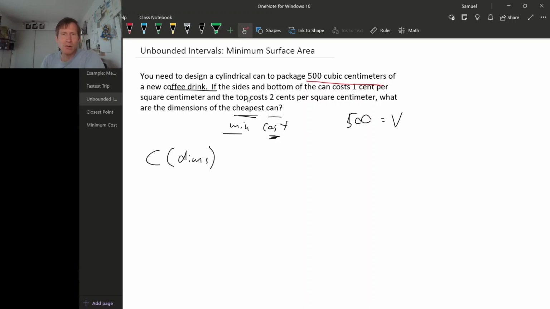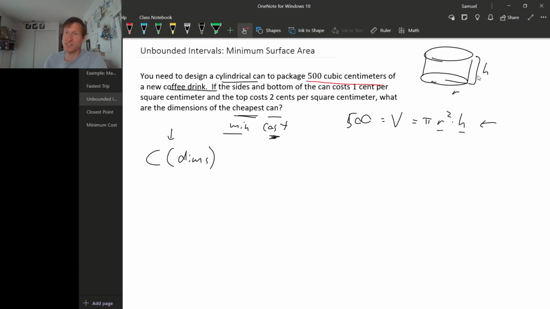All right. Well, we're making a cylindrical can, so if we have a cylinder like this, then the important measurements are the radius of the base and also the height. So the volume of this can is the area of the base, which is pi r squared, times the height. Okay. So here's a relationship between the two measurements, the radius and the height. So what we can do is use this to somehow eliminate one of these variables, either the radius or the height, once we've expressed the cost as a function of these dimensions.